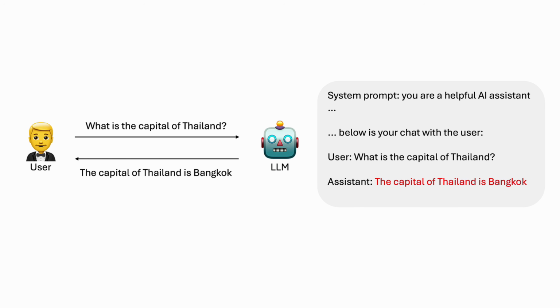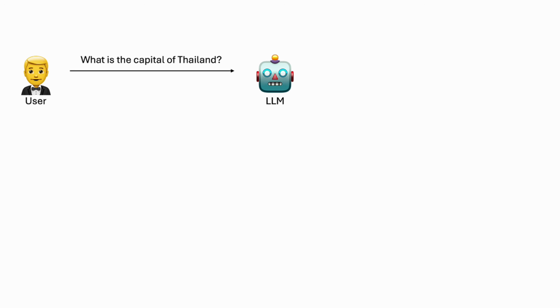And the user gets the answer that the capital of Thailand is Bangkok. But what happens when the LLM doesn't know the answer? Quite often you may see that, let's say you ask ChatGPT some question, ChatGPT doesn't know the answer, but ChatGPT searches the internet and gives you some answer from the internet. So how does it work?